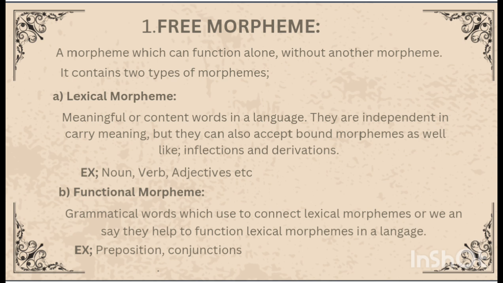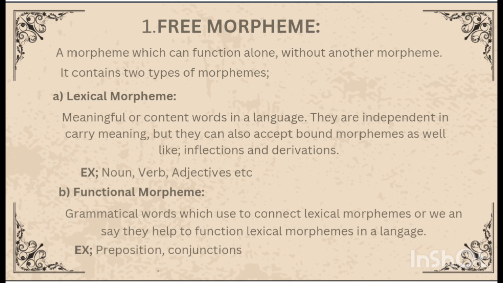Why? Because small doesn't need the suffix er to represent its meaning, but when we add the suffix er, it will change the meaning. But we can use small alone without any other morpheme and without any other part of the word. Okay, so free morphemes are the morphemes of the word which can exist alone. Let's see the types of free morpheme. There are two types of free morpheme. First is lexical morpheme and second is functional morpheme.